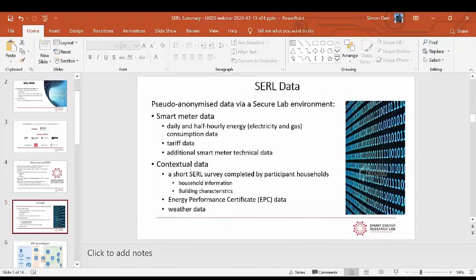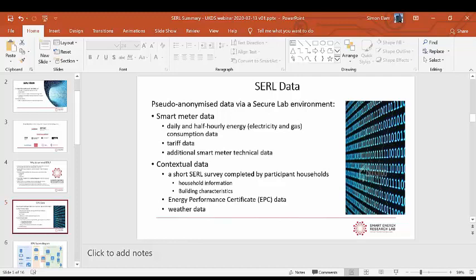So what data do we have? We're providing access to pseudo-anonymised data in a secure lab environment, as I've said. What we've got is smart meter data, so that's daily and half-hourly energy consumption data, both electricity and gas, where homes have both of those meters and both of those supplies, which is about 90% of homes. We get the tariff data, so we know how much people are paying for their electricity and their gas, and we also have some additional technical data that comes off the smart meters, which is very useful to researchers, particularly when they're doing this kind of detailed analysis that we expect people to be using SERL for.